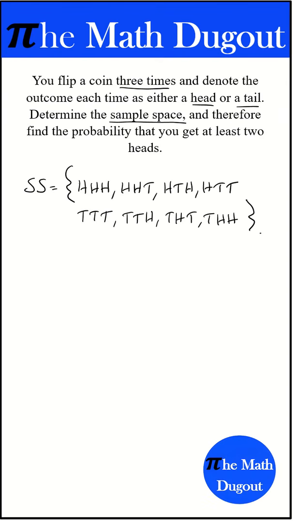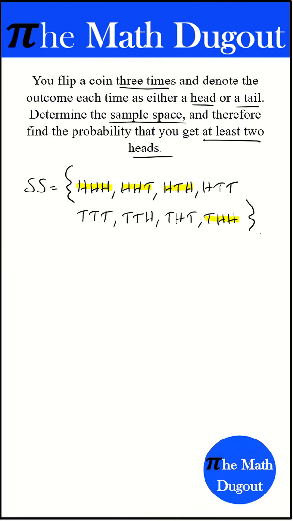Now the second part of this problem says, therefore, find the probability that I get at least 2 heads. So I need to look in my sample space and identify all of the ones where I'm getting at least 2 heads. So I get at least 2 heads here, I get at least 2 heads here, and I get at least 2 heads here, and at least 2 heads are occurring here.